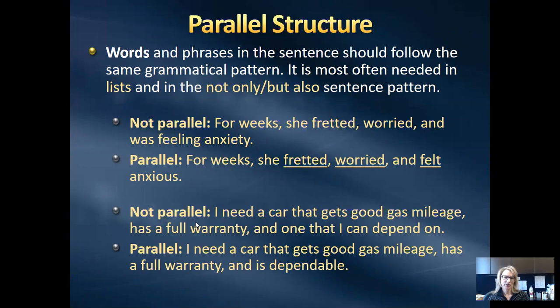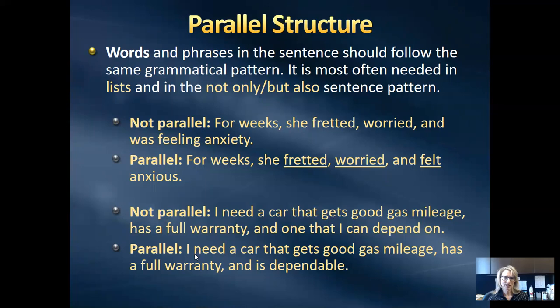All right, here's another example of a sentence that's not parallel. I need a car that gets good gas mileage, has a full warranty, and one that I can depend on. So we went from having phrases like gets good gas mileage, that starts with the verb, has a full warranty, that starts with the verb, and now this last one starts with a noun.